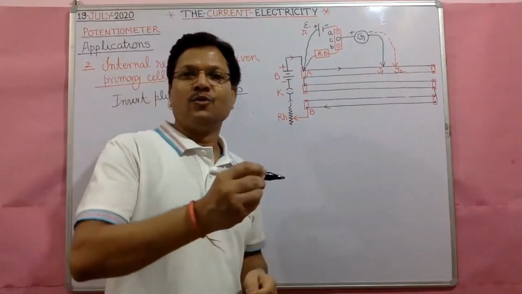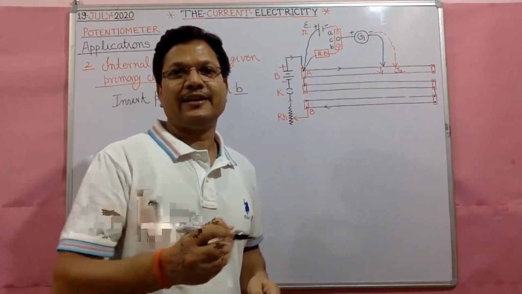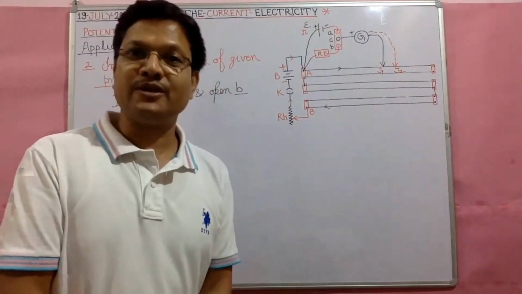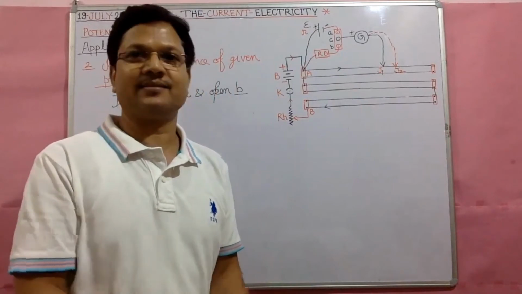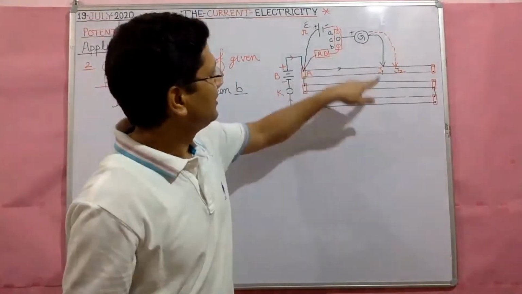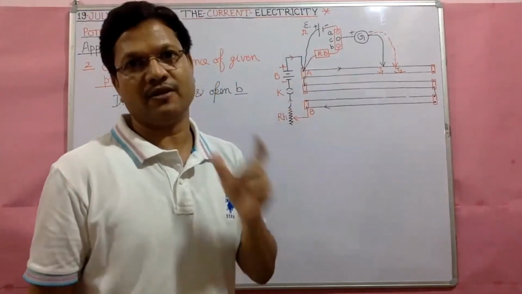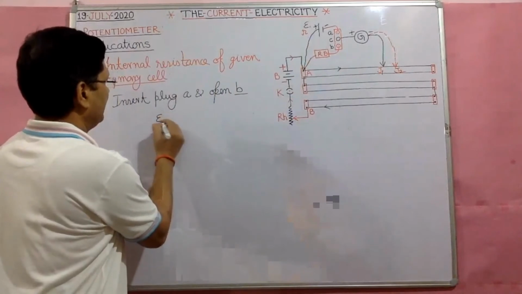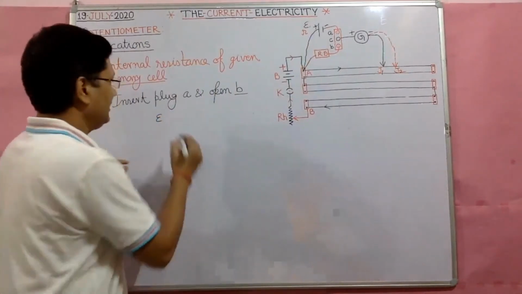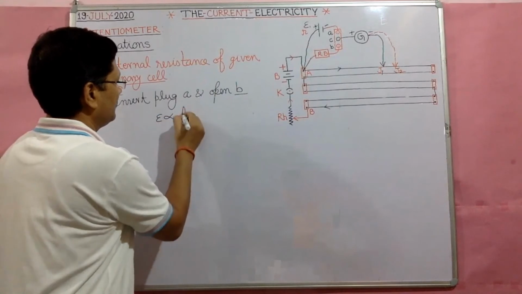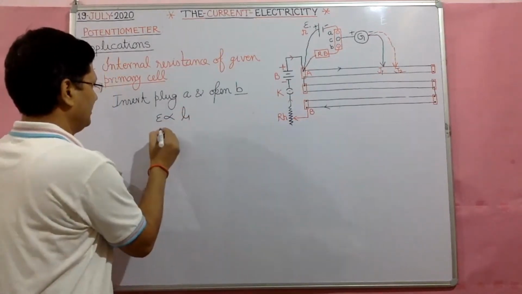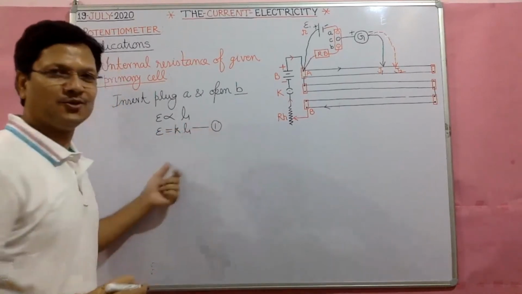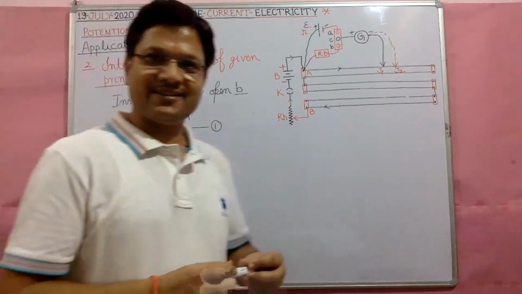Again, move the jockey along the length of the potentiometer wire and place it at a point where there is no deflection in the galvanometer. That is again the null position. Let the null position be at point J1. According to the principle of potentiometer, E is directly proportional to L1, or E is equal to K L1, equation number 1. You know K is the potential gradient.